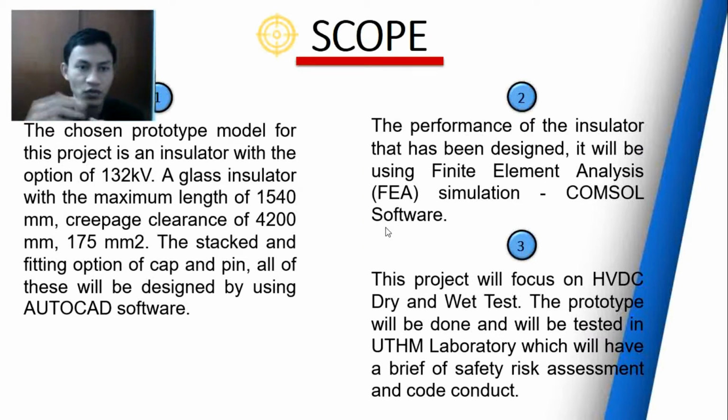So first is to choose a prototype model for this project, which is a design option of 132 kV. A glass insulator with a maximum length of 1540 mm, creepage and clearance of 4200 mm, and 175 meter area. The stacked and fitting option of the cap and pin, all of these will be designed by using AutoCAD software.